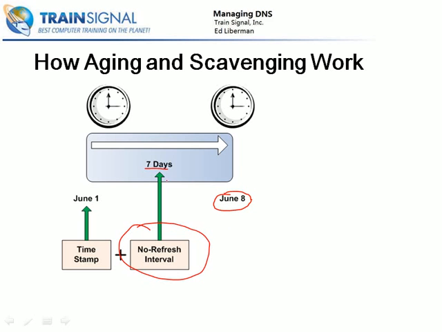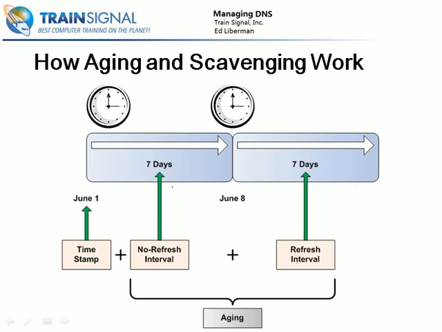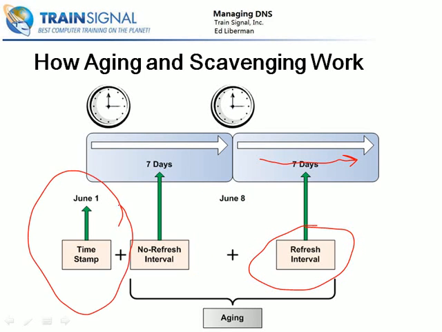Once we get to June 8th, 7 days later, the no refresh interval has expired, and we now begin a new 7-day refresh interval. Now, this is a period of time where the server will now begin accepting refresh attempts. So if in that 7-day period, the client does indeed refresh, well, then we go back here and we start all over again with a brand new timestamp.